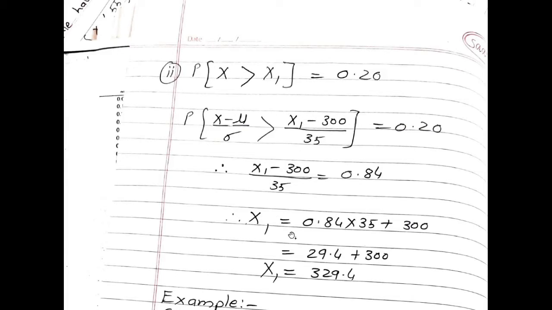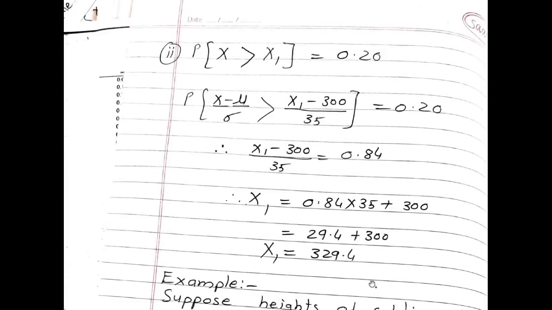So X1 is equal to 0.84 into 35 plus 300, which can be considered as 29.4 plus 300. So that is equal to 329.4. See the next example.